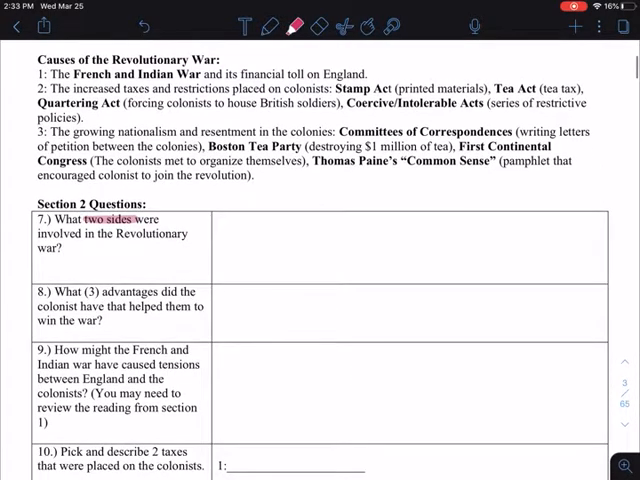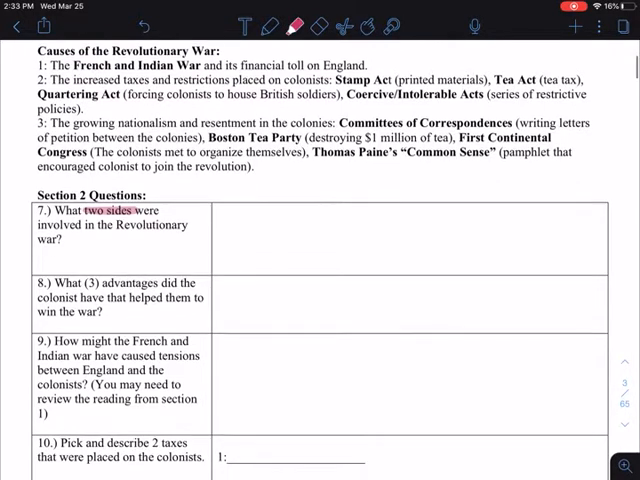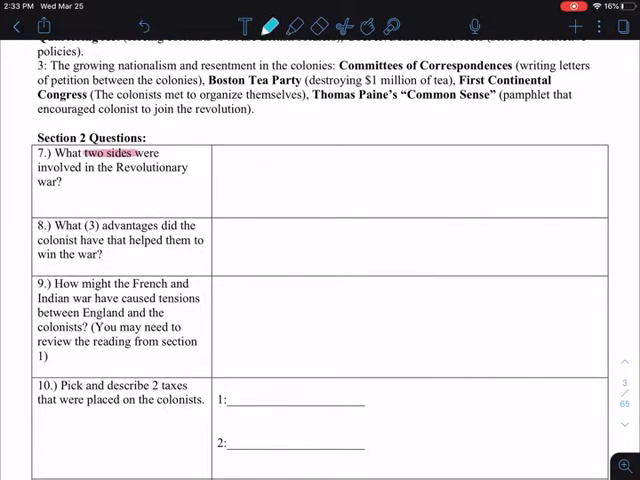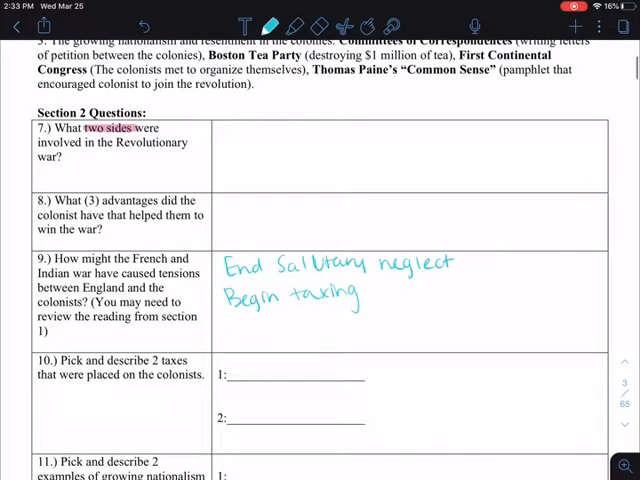How might the French and Indian War have caused tensions between England and the colonists? This is that ending of salutary neglect. So we end salutary neglect, and we begin taxing. And the phrase we want to remember there is taxation without representation. And that leads us right into question 10.